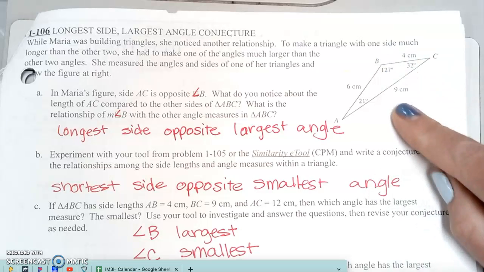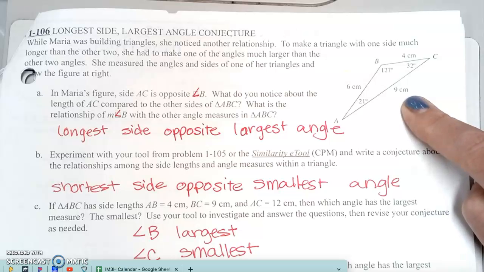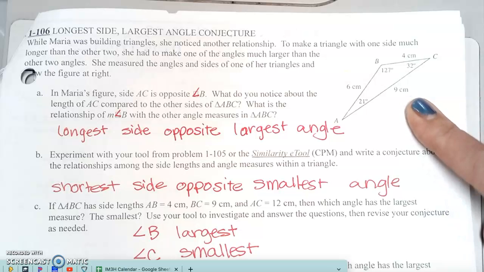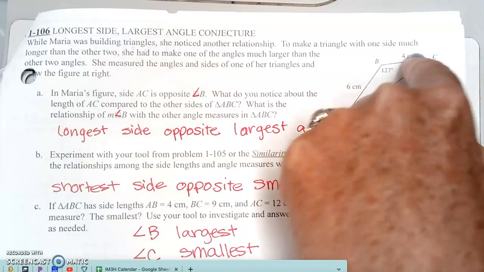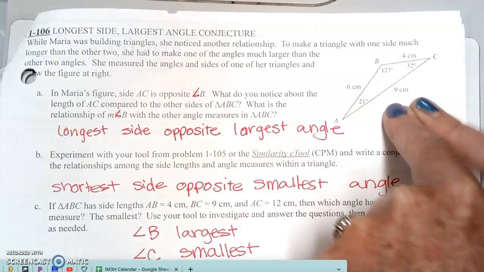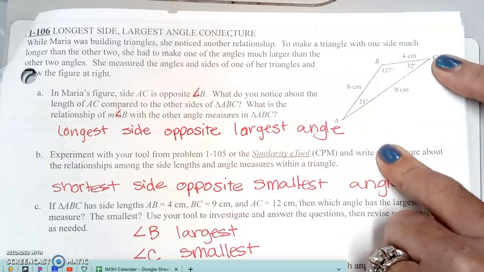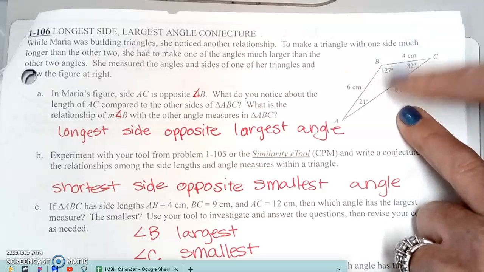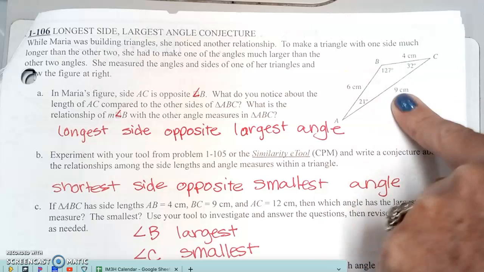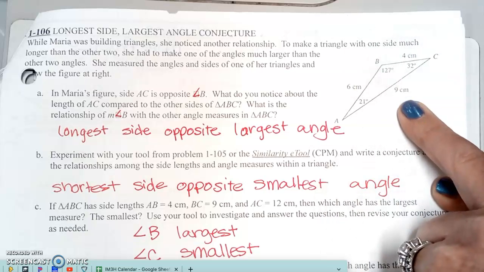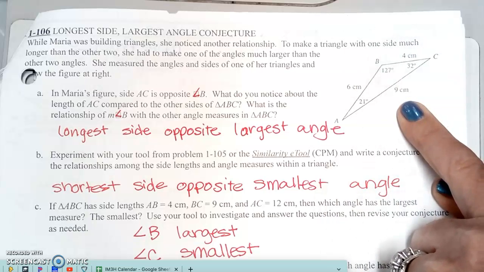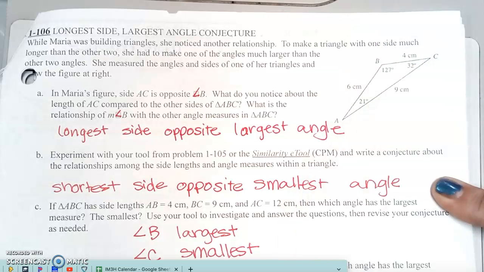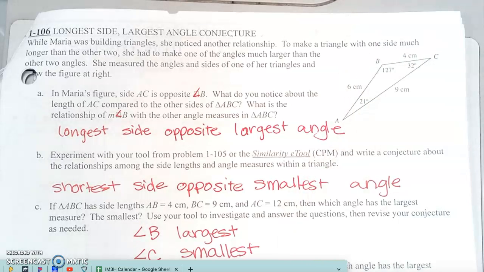Go to the opposite side and you have 9 centimeters there. Then compare it to the other two sides, the 4 and the 6. It's definitely the longest side, which is going to be across from it. The longest side is going to be opposite the largest angle. It's going to be true for part B.